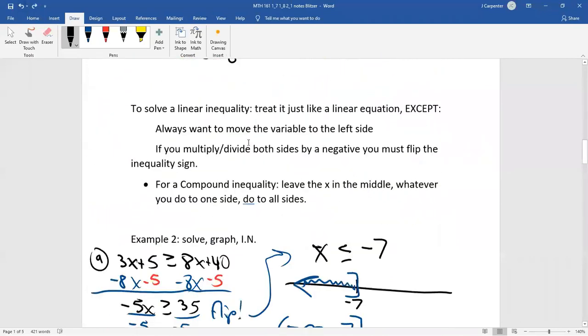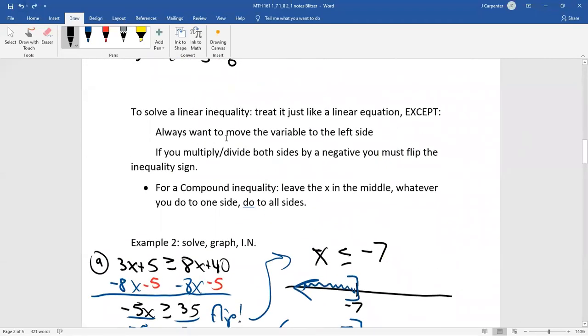And then we did some examples with that. Then we actually got into solving linear inequalities, which we said all the rules for equations are the same as with inequalities, except you should always move your variable to the left just to make things a little easier. And I described how you can move it to the right, but it might mess up your inequality, your interval notation, or your graph. And that if you ever multiply or divide both sides by a negative, you flip, which means reverse the direction of the inequality sign.